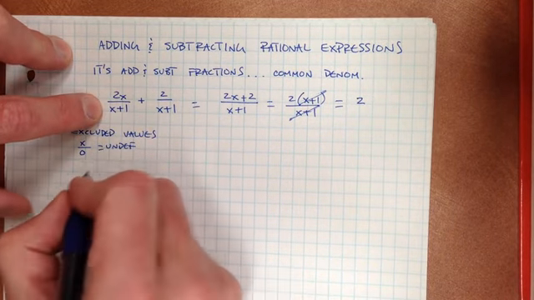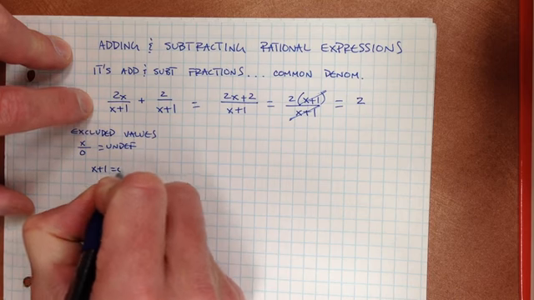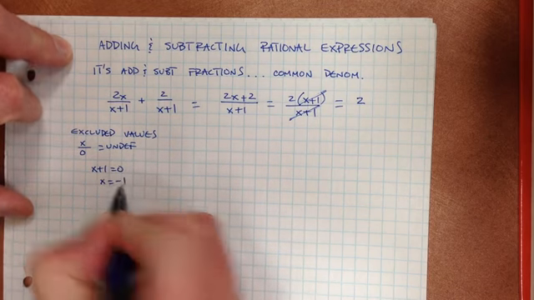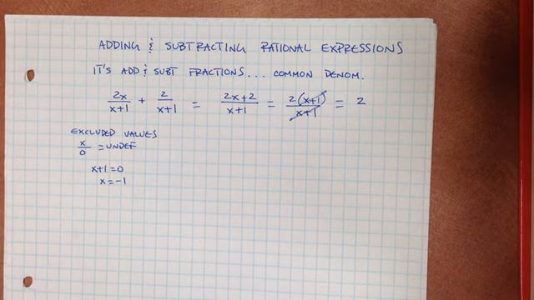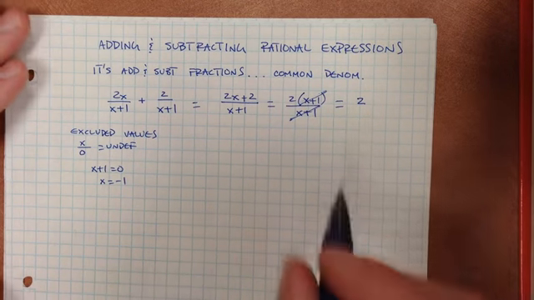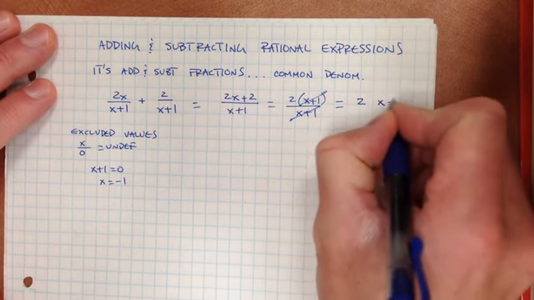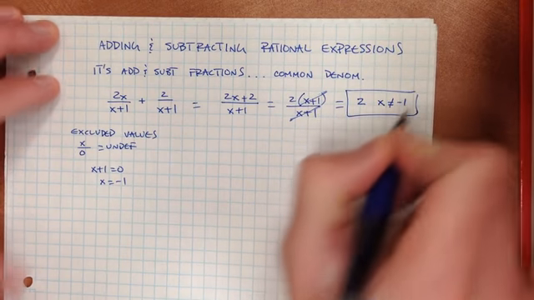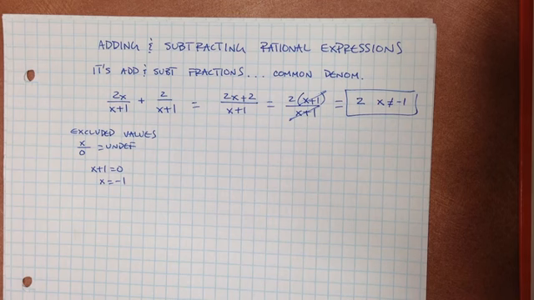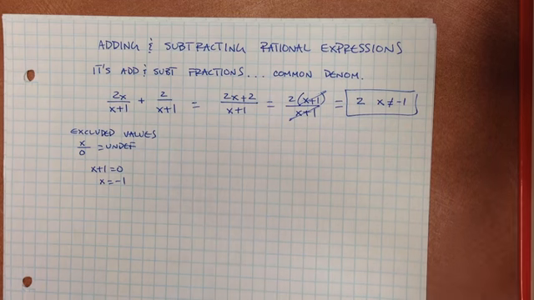This component, x plus 1 equals 0. If you solve this, x equals negative 1. So if you have a value of negative 1 in this original problem, you can't do it. It's undefined. So part of your answer is that x cannot be negative 1. If x were negative 1, you would have undefined values. You could not proceed with this problem. So don't forget those excluded values, please.